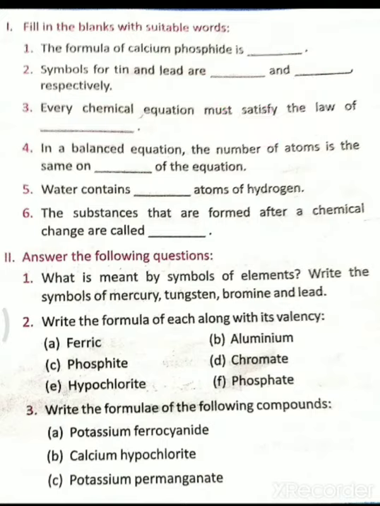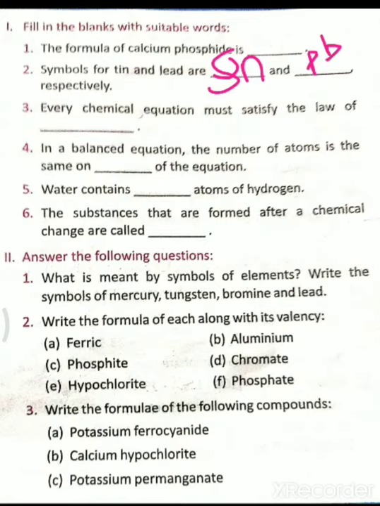Symbols for tin and lead are dash and dash. So what is the symbol of tin? That is Sn, according to the Latin name. Sn for stannum. The Latin name of tin is stannum. And lead, the symbol of lead is Pb and the name is plumbum.